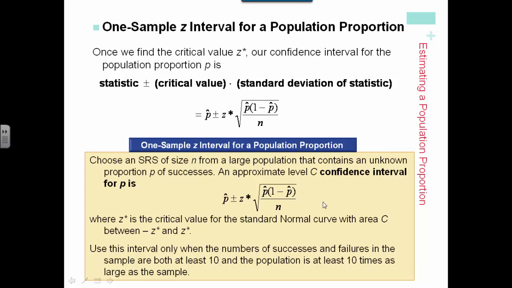Choose a simple random sample of size n from a large population that contains an unknown proportion p of successes. An appropriate level C confidence interval for p is given by the same formula we just looked at above, where z star is the critical value for the standard normal curve with area C between negative z star and z star. Use this interval only when the number of successes and failures in the sample are both at least 10 and the population is at least 10 times as large as the sample.